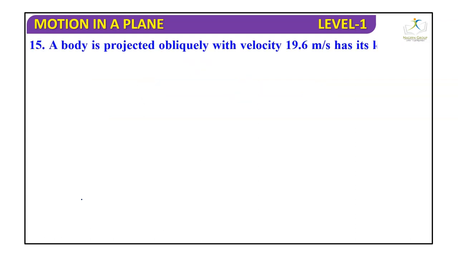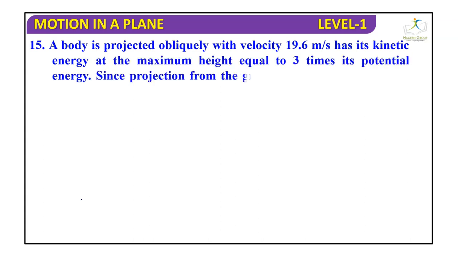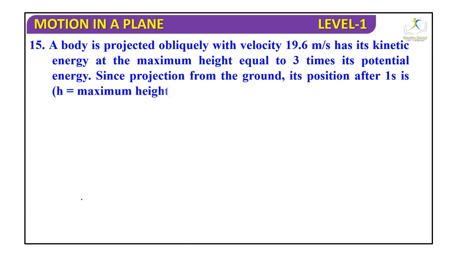Next, a body is projected obliquely with velocity 19.6 meter per second, and its kinetic energy at the maximum height is equal to 3 times its potential energy. Since projection is from the ground, its position after 1 second is h equals to maximum height. Options: first h by 2, second h by 4, third h by 3, fourth h.